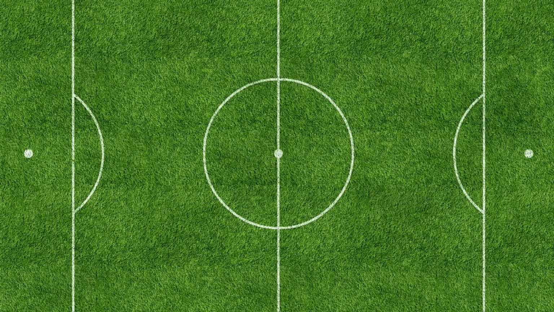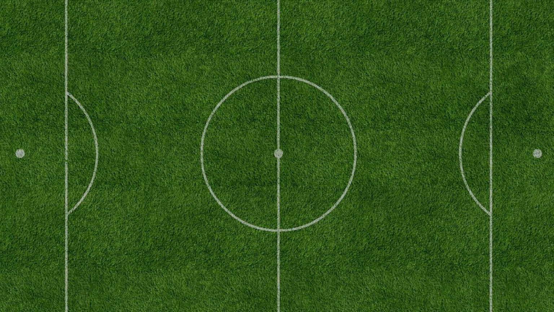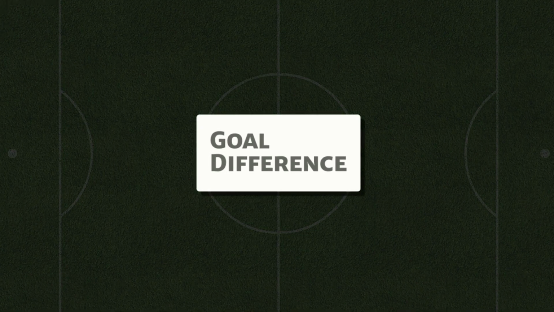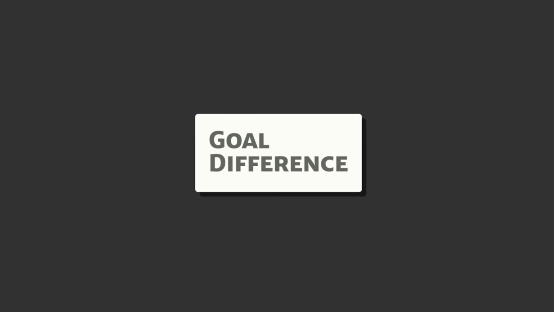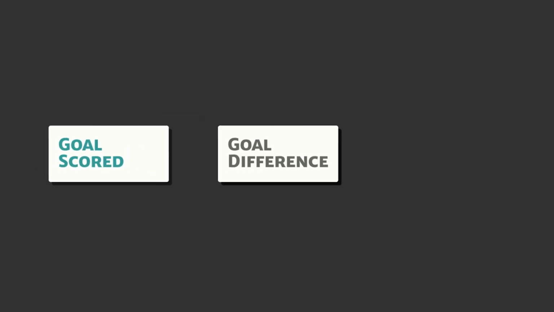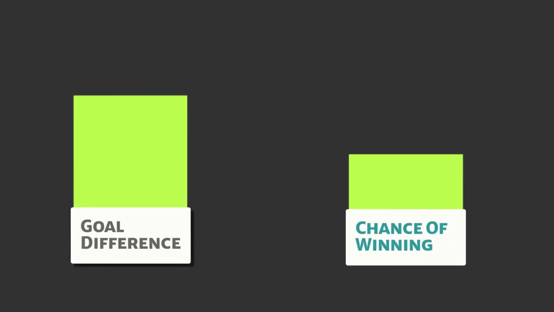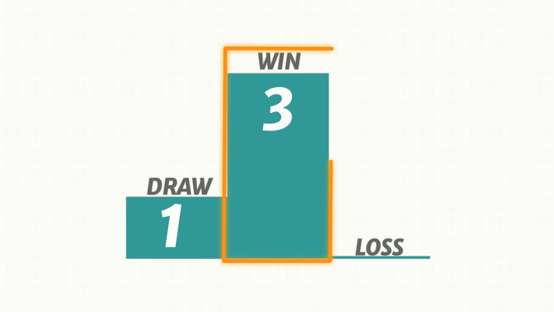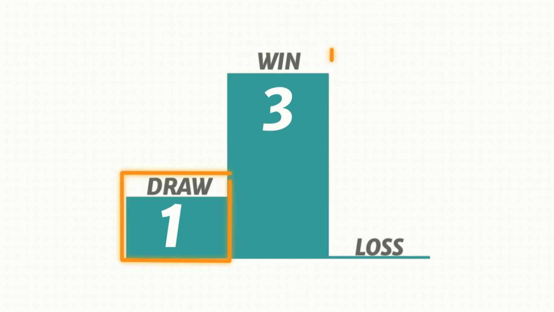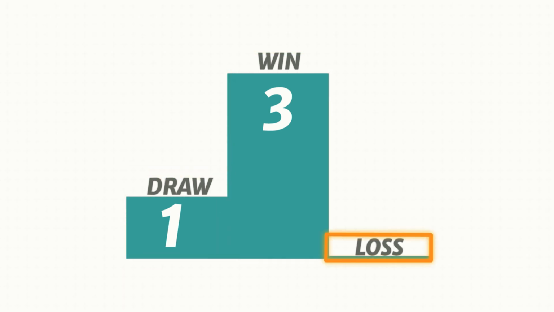So let's go back to football and look at the metric called the goal difference. A team's goal difference is the difference between the number of goals they've scored and the number of goals they've conceded in a match. The bigger the goal difference, the higher the chances of winning. A win is worth 3 points, a draw is a point, and a loss is no points.